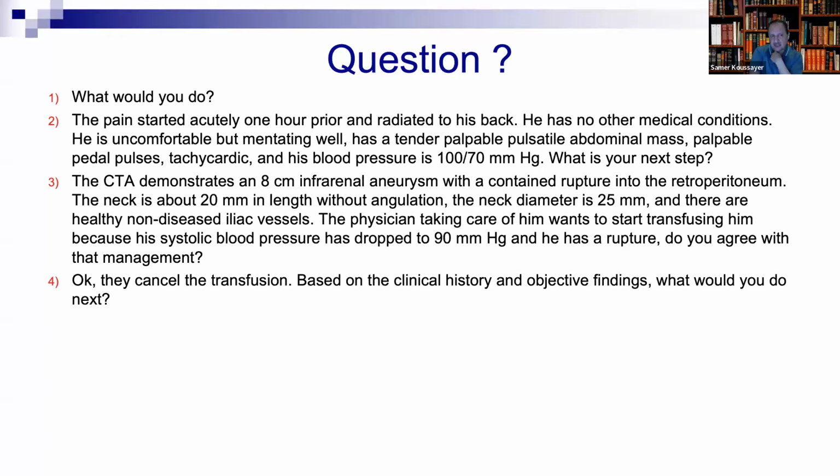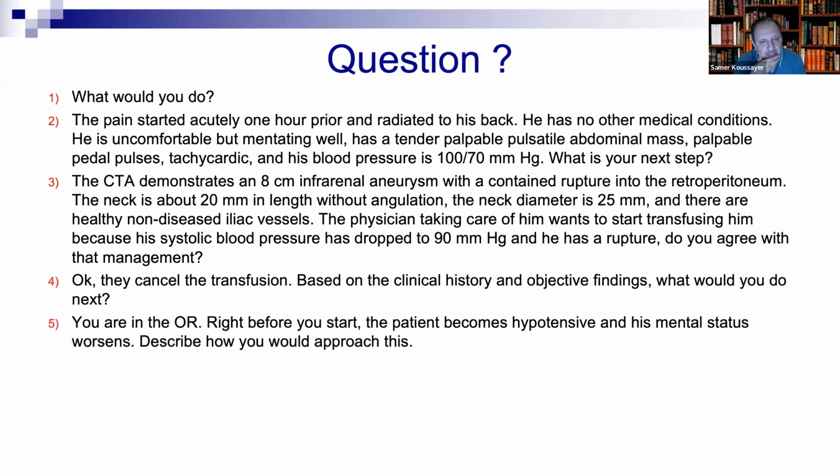Yeah. This is what the guideline said. The guideline said if it's fit for endo, then you take him for endo. If it's not fit for endo, then it's better to start with an open than go for a complex aortic surgery in a patient with a ruptured aneurysm. Okay, all right. Let's see next.